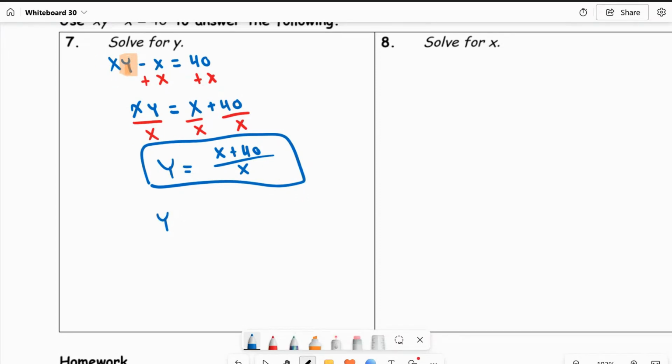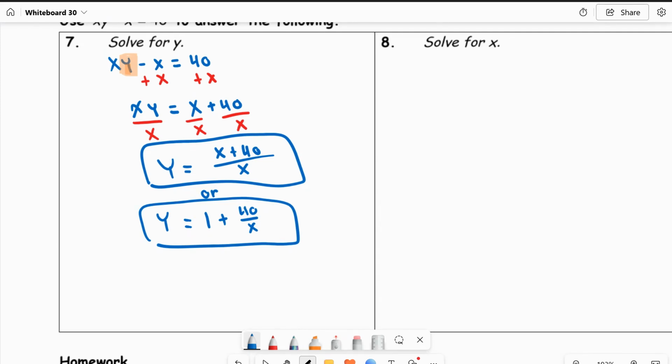In that case, that would give me y equals x divided by x. Think about x as just any other number, 2 divided by 2. Anything divided by itself is just 1. And then 40 divided by x, you obviously can't divide those. So you would just have 40 over x. Either of those would be acceptable answers. It doesn't really matter to me which one you'd go for.